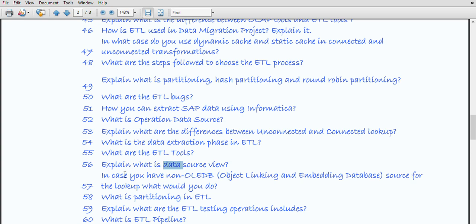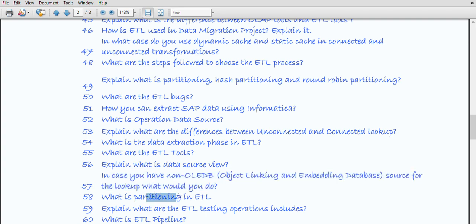Then the next question is, in case you have a non OLEDB, that is object linking and embedding database, source for the lookup, what would you do? Then you have to use the cache to load the data and use it as a source. What is partitioning in ETL?